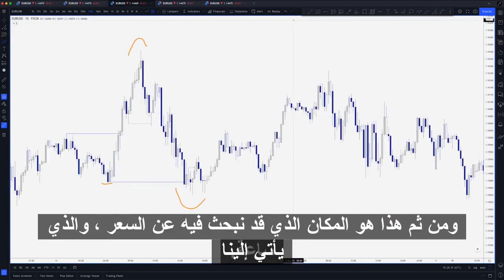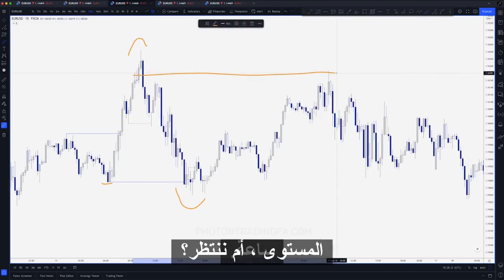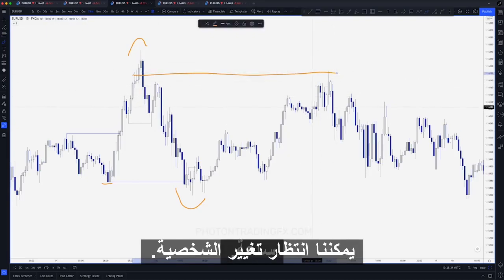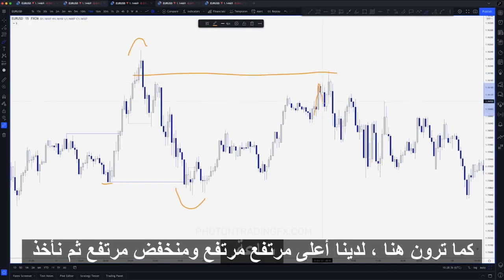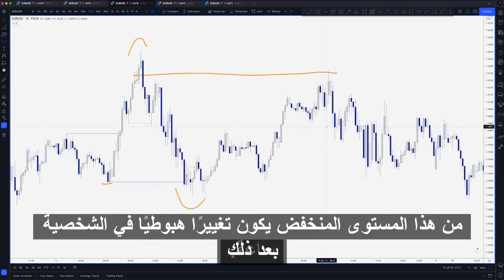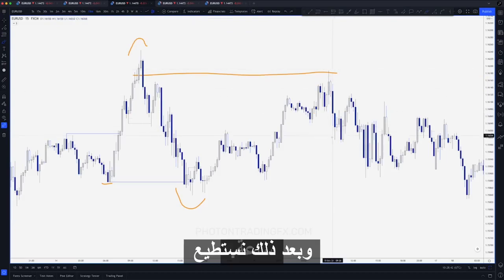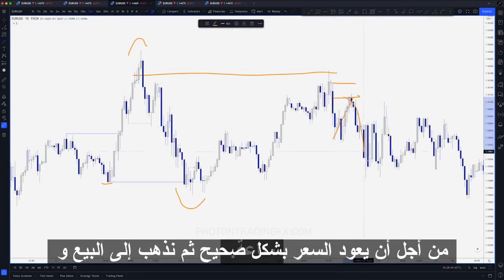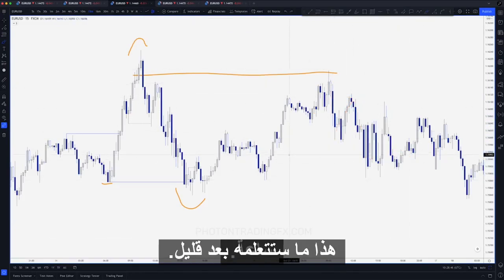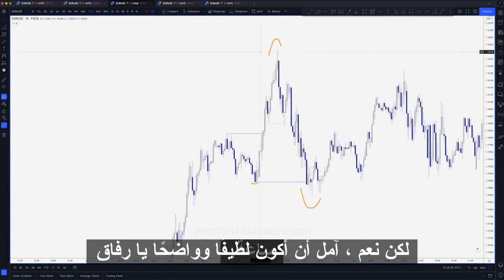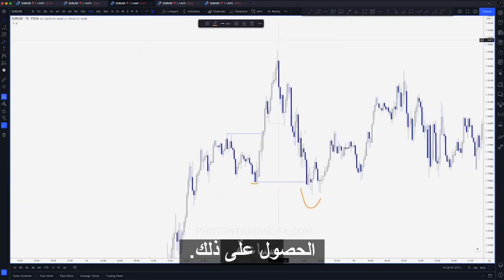Right, and then this is where we'd be looking for price coming into our level. What do we wait for? We can wait for a bearish change of character. You see here, we have higher high, higher low, higher high. We then take out that low to have our bearish change of character. That then confirms our level, and then we can wait for price to come back in, right? And then we're going to short and so on and so forth. This is what you'll learn in a bit. But yeah, I'm hoping I've made that nice and clear, and you guys get that.